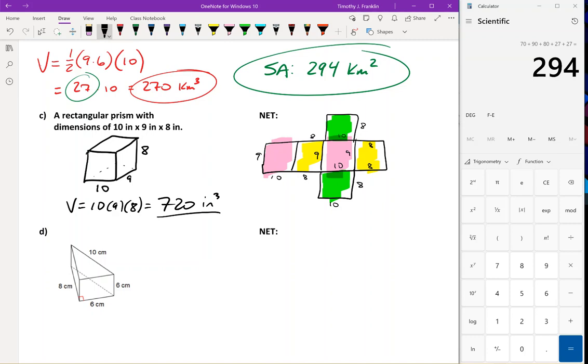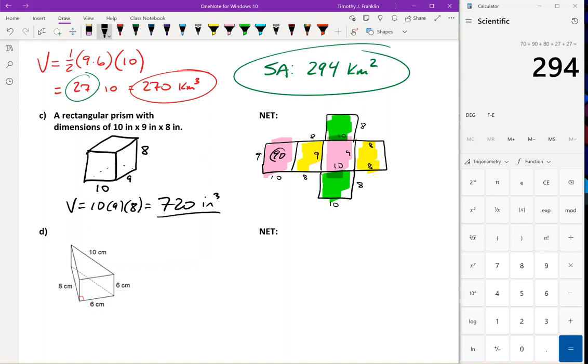So it is a little tricky to fill out your nets. And again, you don't really need to do this every time. You can just visualize the 6 sides you're trying to find the areas of. But if it helps you, definitely do it. And just make sure you're able to identify what a net is and how it folds back into the shape.